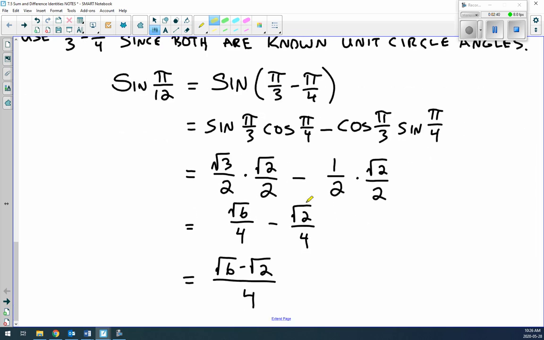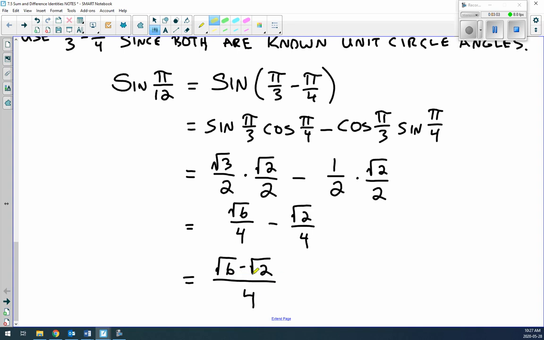Now we can replace everything. So we have root of 3 over 2 times root of 2 over 2. We can replace those. Minus 1/2 times root of 2 over 2. Multiply, so we end up with root of 6 over 4. Multiply, we end up with root of 2 over 4. Again, they have common denominators, so we can just put root of 6 minus root of 2 over 4.